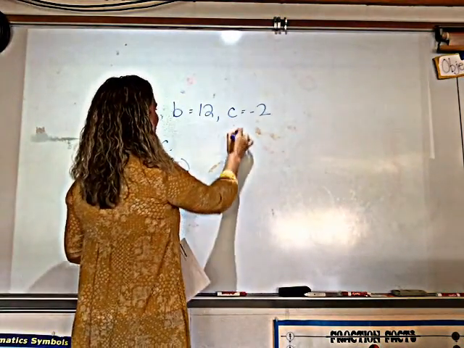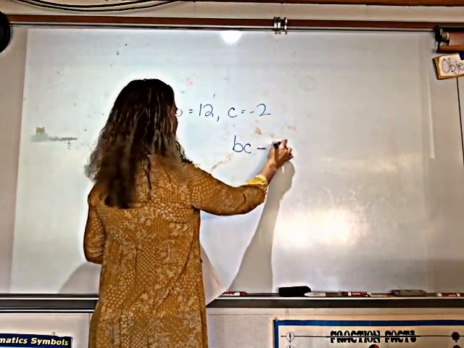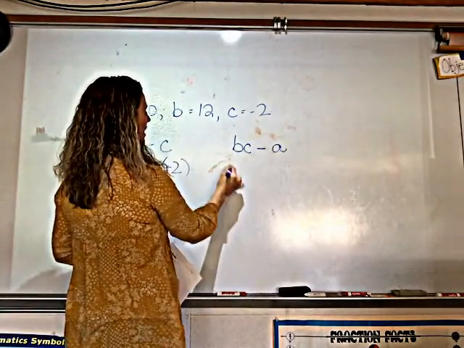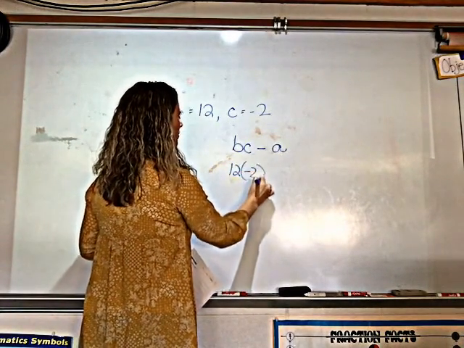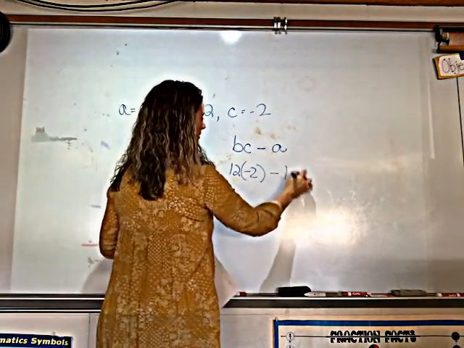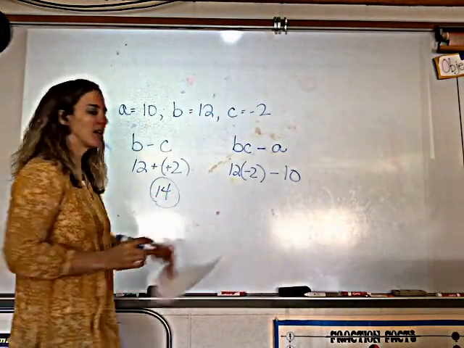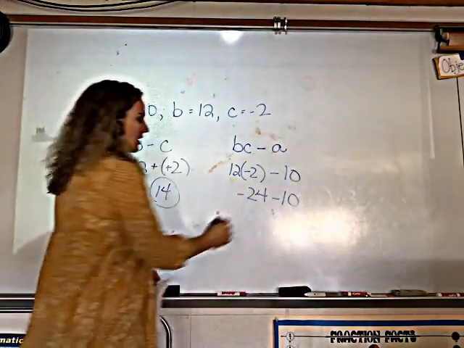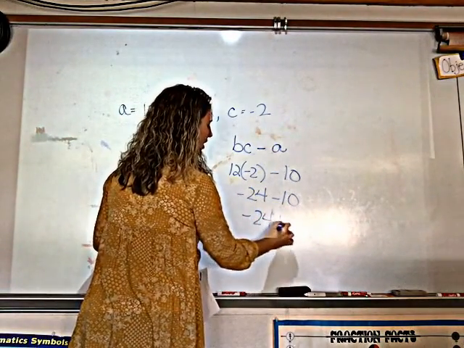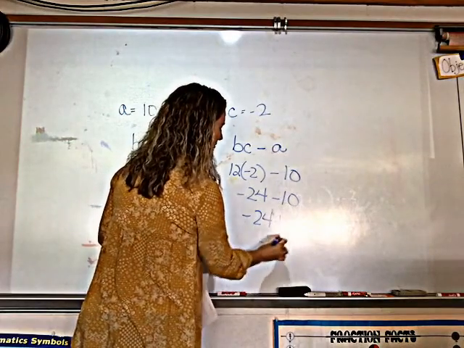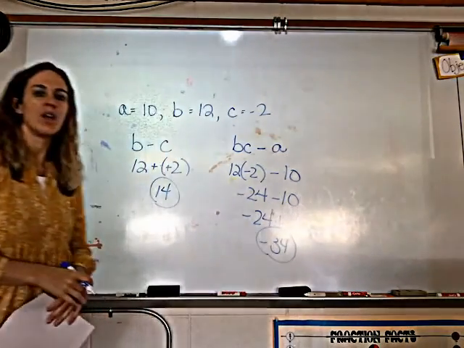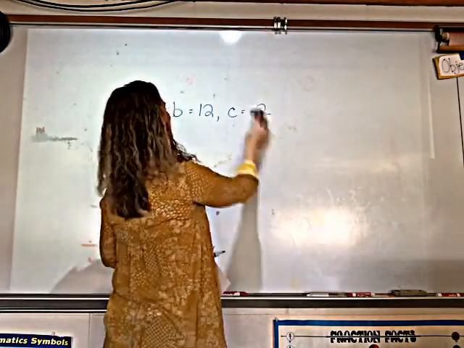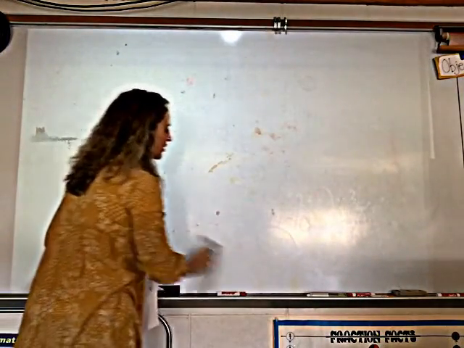Maybe I have BC minus A. Okay? BC here means to multiply, so I'm looking at 12 times negative 2 minus 10. Okay, so 12 times negative 2 would be a negative 24 minus 10. I'm going to rewrite that as negative 24 plus negative 10, and that should give me negative 34. So there's a couple other examples that you can look at in terms of evaluating your expressions.